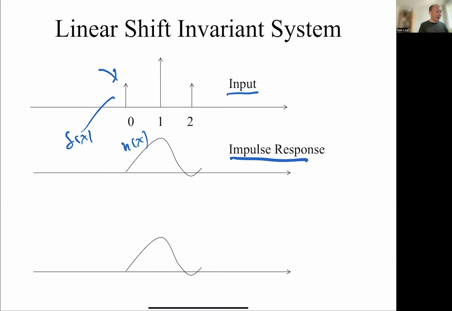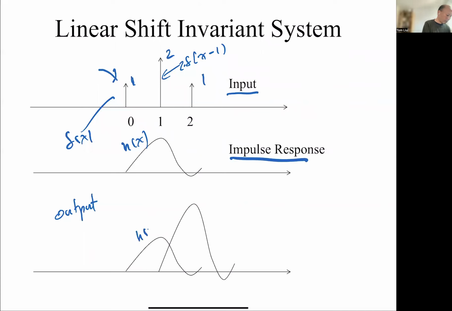So we know that this is my output down here to my system. One of the parts of my output will just be my impulse response, because I did have an impulse in there. And let's say this is 1, 2, 1. So now this is going to be 2 times delta of x minus 1, the shifted delta function. So this is h of x, and this is going to be h of x minus 1. It's just shifted. We shifted the input by 1, so we shift the output by 1.